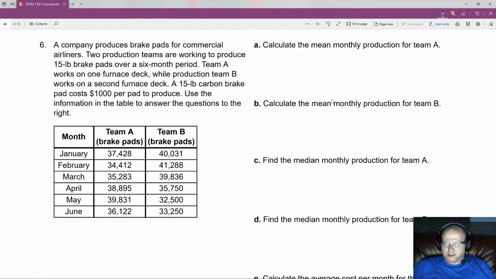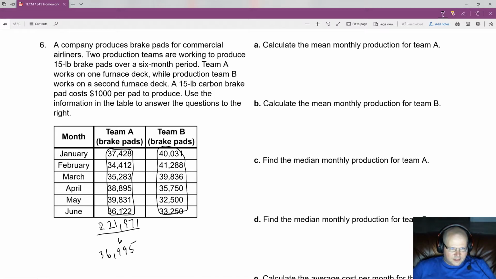Calculate the mean monthly production for Team A. All right, so what you would do is you would take all of these numbers in Team A right here, add them all together, and then divide by the number of months, which is 6. All these together, you get 221,971, and because it's 1, 2, 3, 4, 5, 6 months here, we're going to divide that by 6. And when we divide by 6, then we get 36,995.